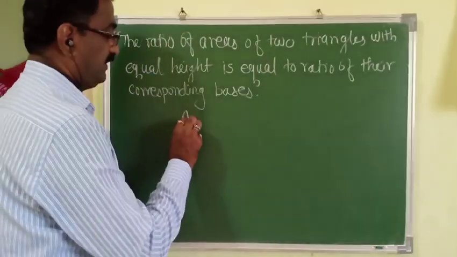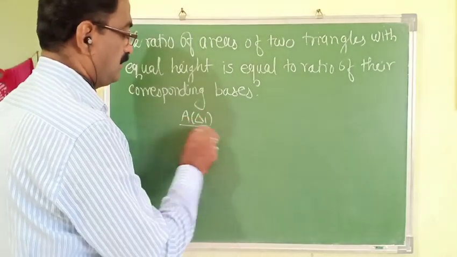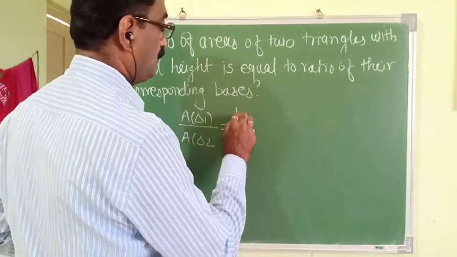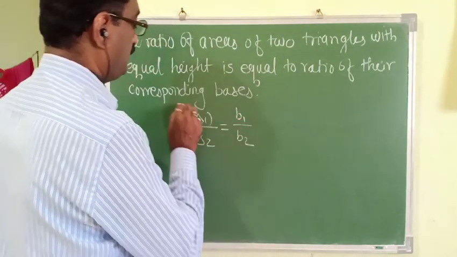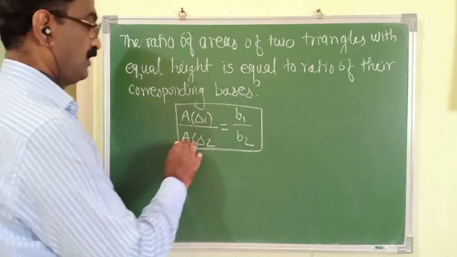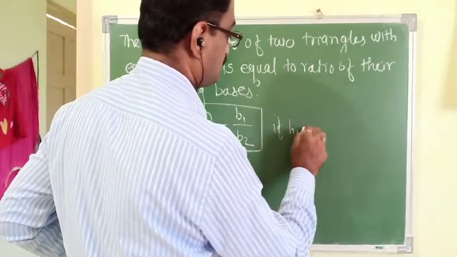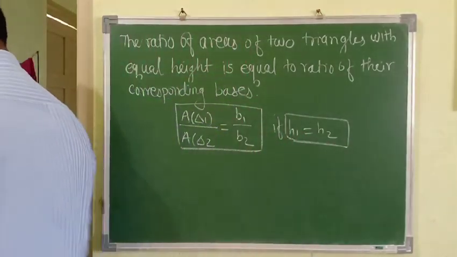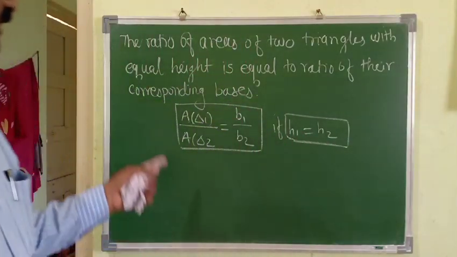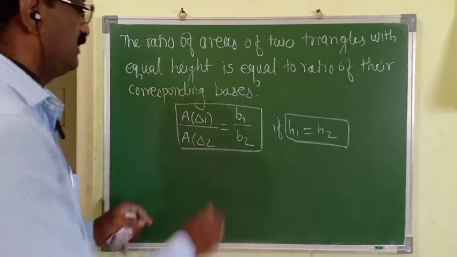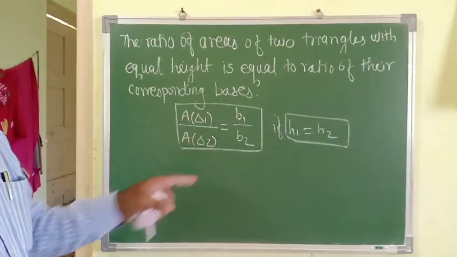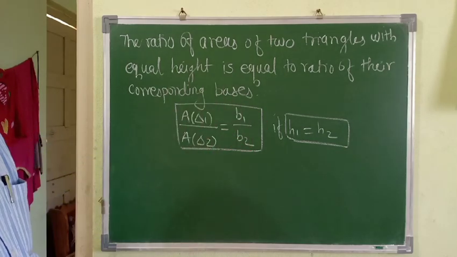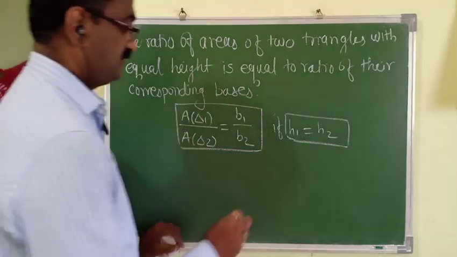That means area of triangle 1 upon area of triangle 2 is equal to B1 upon B2. If heights are same, H1 is equal to H2, then area of triangle 1 upon area of triangle 2 is equal to B1 upon B2. Triangles having equal height or same height. Okay, let us see this figure.